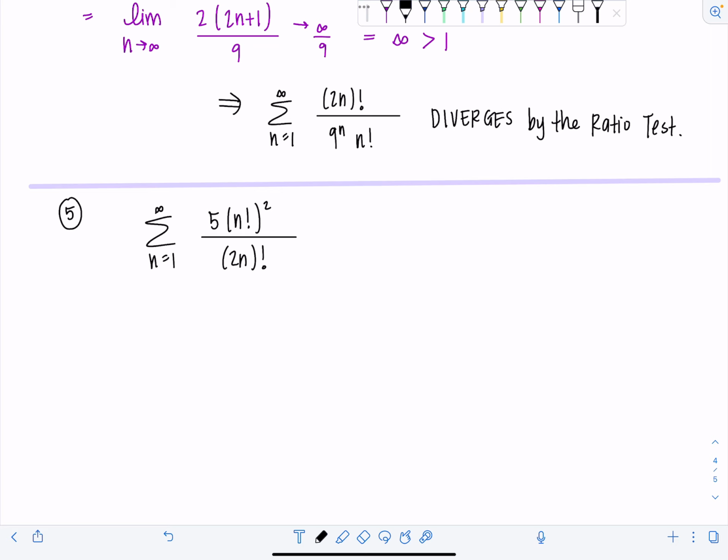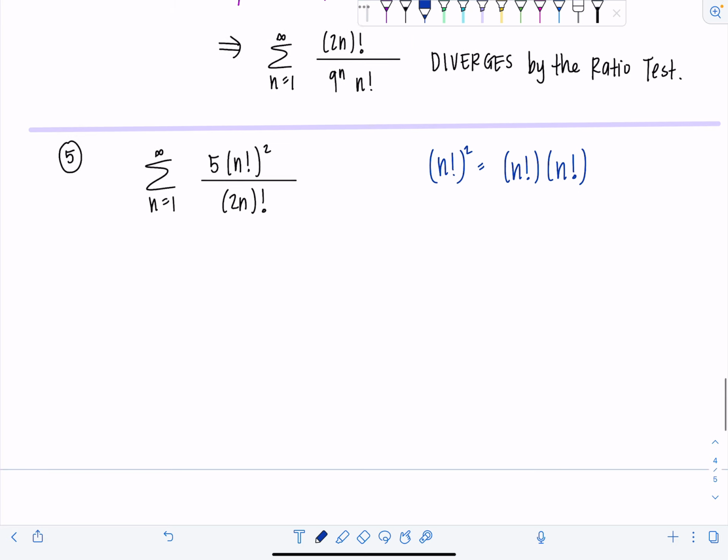Okay, how to deal with n factorial squared? I would say don't trip out. Just remember, when you square a quantity, it means you multiply it by itself twice. So that's how we're going to work with it, okay? Don't come up with some weird definition for what n factorial squared is, okay?